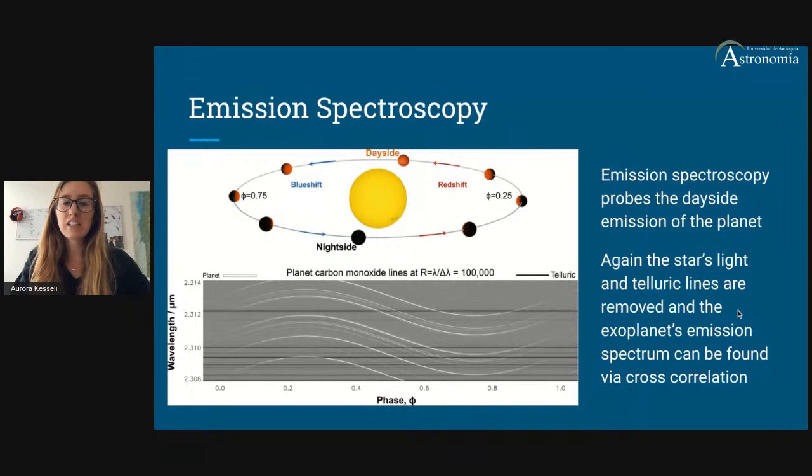And we can do the exact same technique where we take spectra at lots of different phases. Here we can have a much larger phase coverage, and we can take spectra at all of these phases. We do the same thing where we remove the star's light, since the star is not moving much. And again, we cross-correlate a line list, this time looking for emission from the planet. So it's a very similar process.